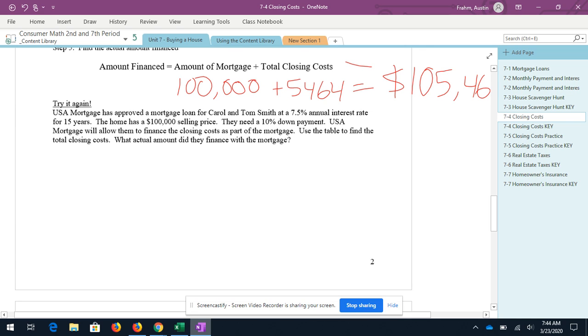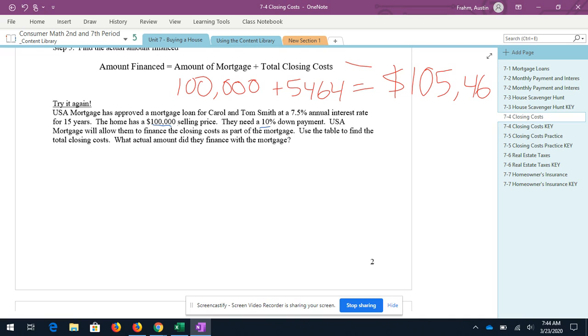All right, so they want us to try it again, basically do the same problem we just did, just with different numbers. Now, this one is about Carol and Tom, and their home has a $100,000 selling price, and they need to make a 10% down payment.